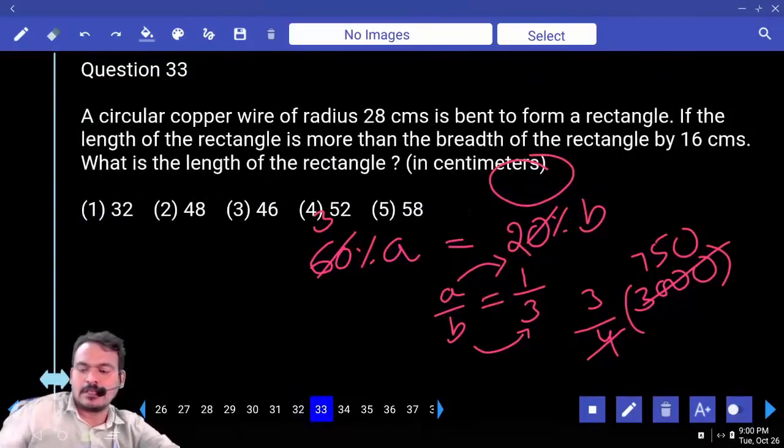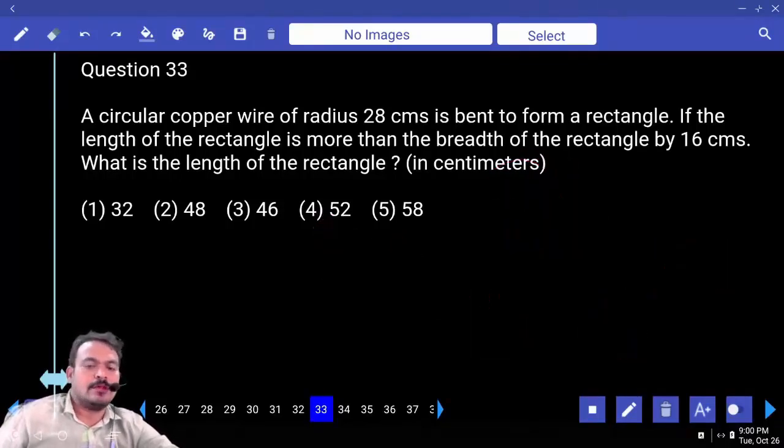Next question number 33. A circular copper wire of radius 28 centimeters is bent to form a which one? Rectangle. If the length of the rectangle is more than the breadth of the rectangle by 16 centimeters. What is the question here? Length of the rectangle, or not? And here a copper wire is bent to form a which one?